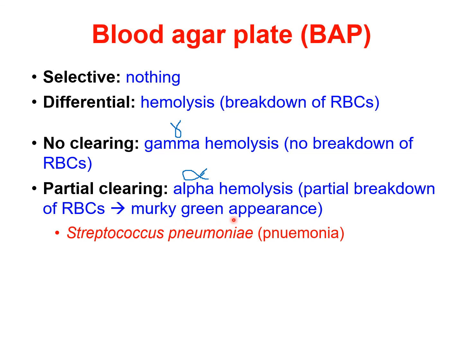Alpha is going to look murky green. The plate is actually going to start looking murky green. Now, one pathogen, Streptococcus pneumoniae, the one responsible for causing pneumonia, is alpha hemolytic. It's going to partially break down the red blood cells, and it's going to turn the plate murky green.